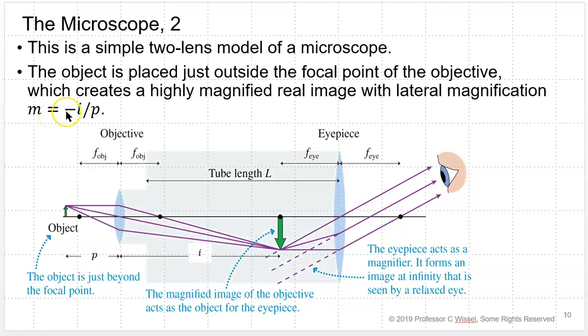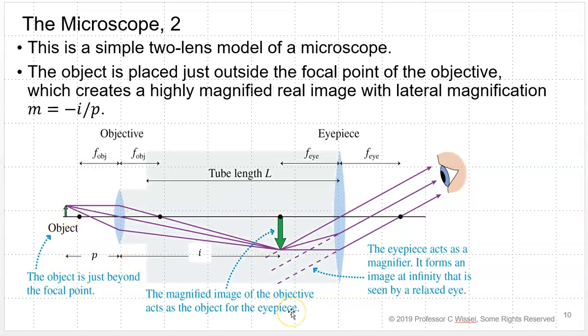The minus sign just means that the image is inverted. This is the tube length. Here's the focal length of the eyepiece. Here's the focal length of the objective. Here's the object. Here's the focal length of these various lenses here. Now notice that the object's just beyond the focal point of this lens.